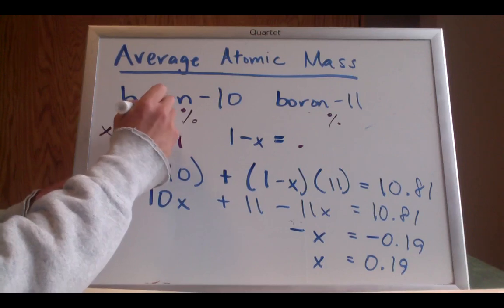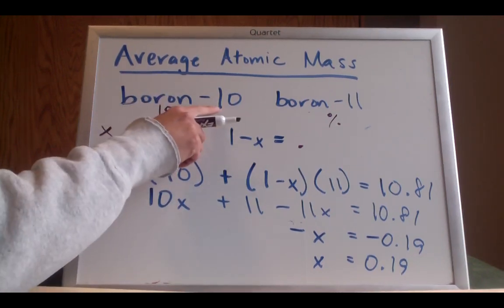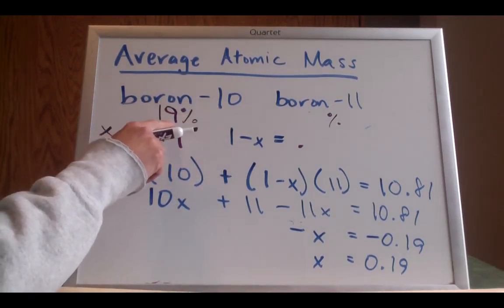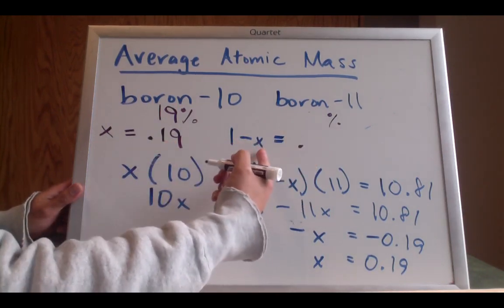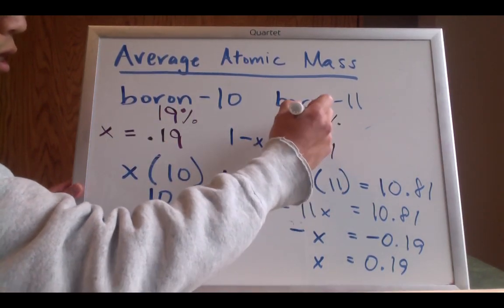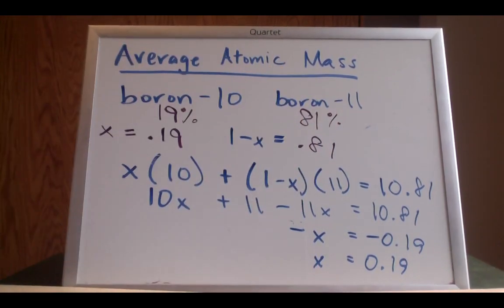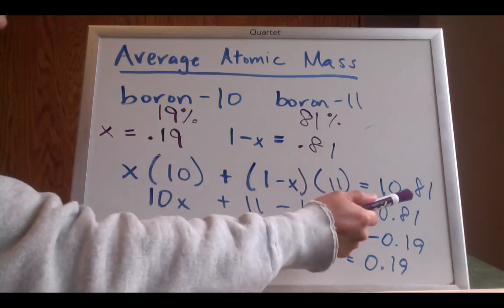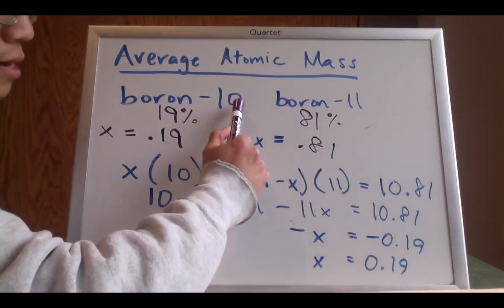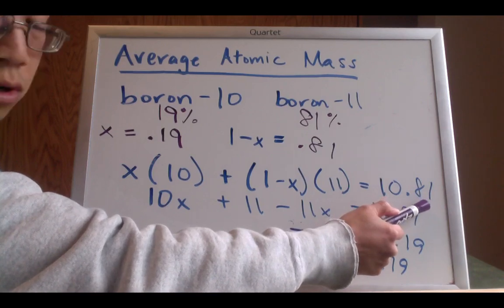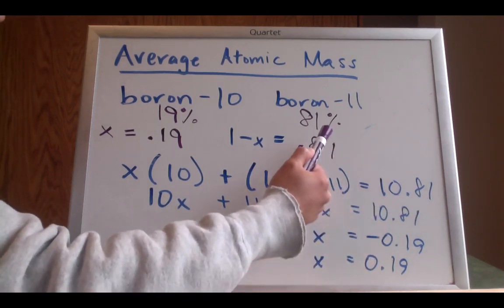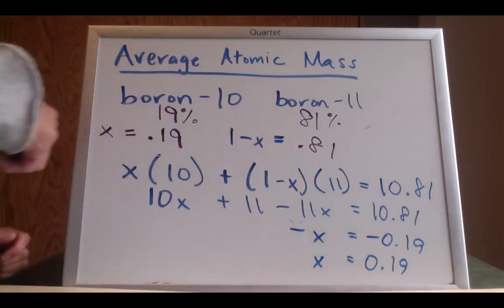That means that 19% of all naturally occurring boron isotopes are boron-10. And then 1 minus 0.19, which is 0.81, means 81% of all boron isotopes are boron-11. That should make sense because between 10 and 11 for the mass, the average atomic mass is closer to 11, so we should have a greater percentage of boron-11.